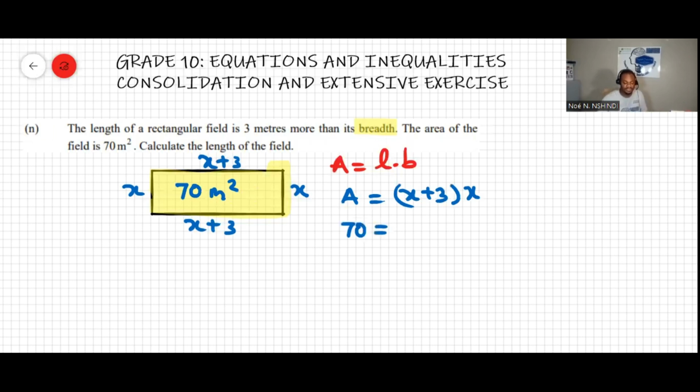So that means 70 equals X squared plus 3X, because we multiply X by X and then by 3 also. And this makes X squared plus 3X minus 70 equals 0. Now, we can solve this by factorization.